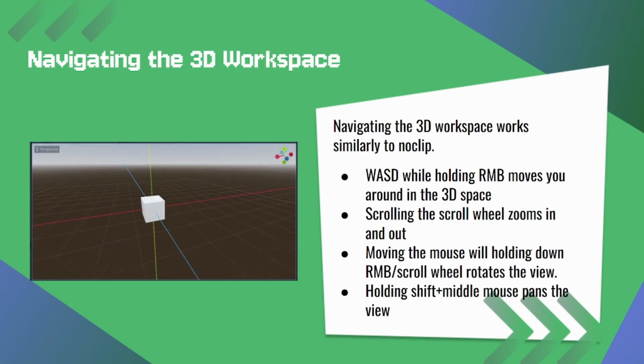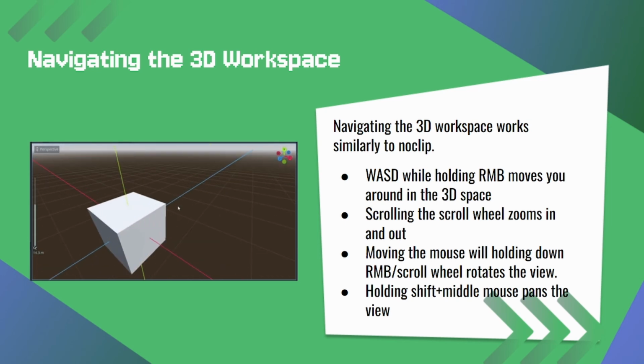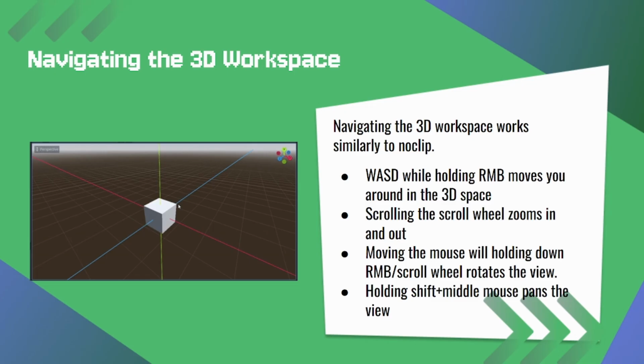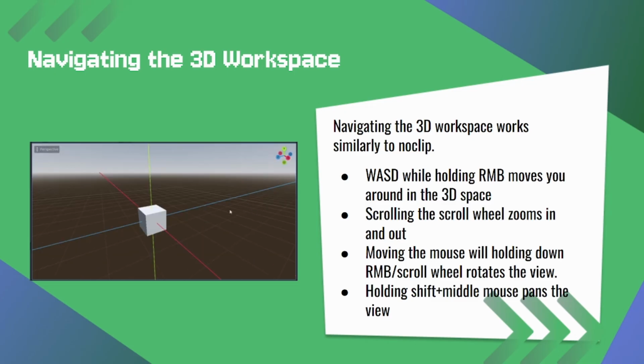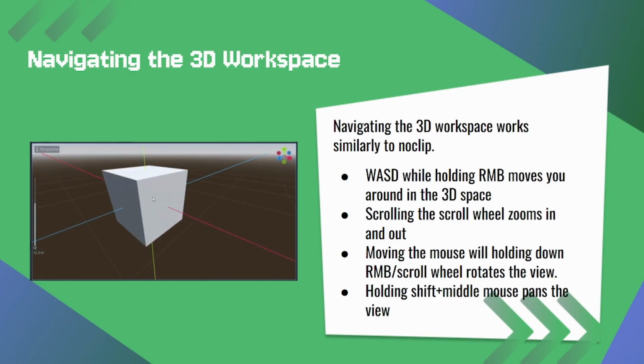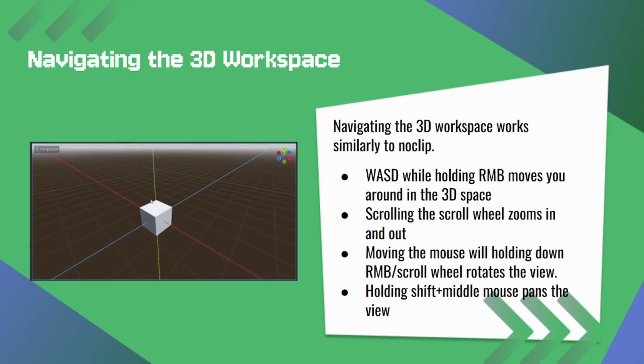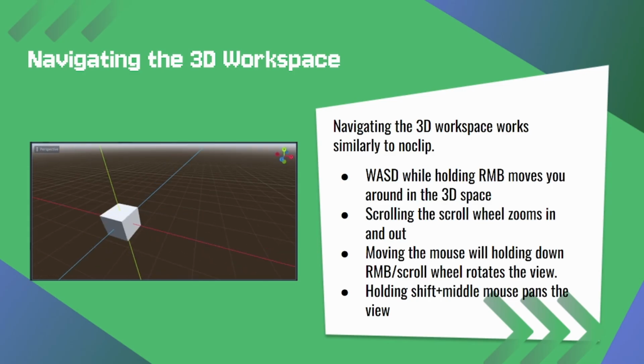So it works similar to flying or no clip in a lot of games. Moving around with WASD will fly you around the 3D space. Scrolling with the scroll wheel will zoom you in and out. Moving the mouse while holding down the right mouse button or scroll wheel will pivot the view. It changes depending on which button you're holding down. And holding Shift along with the middle mouse will pan the view.